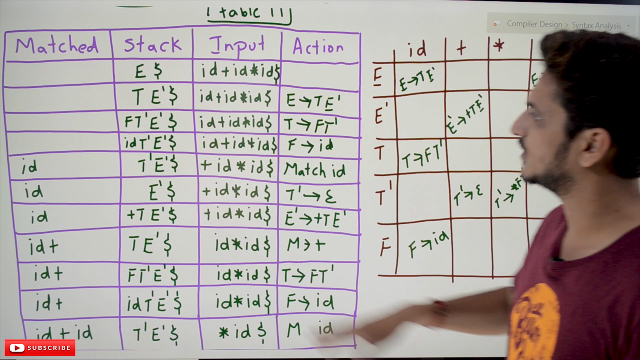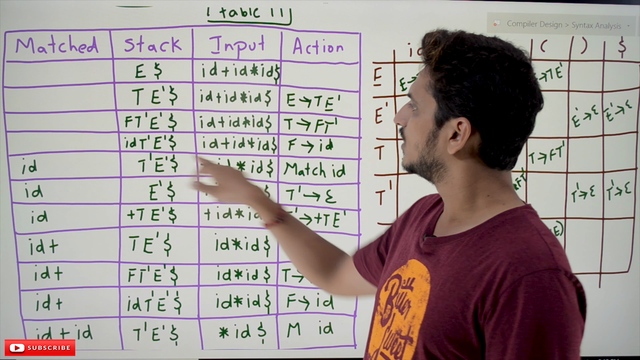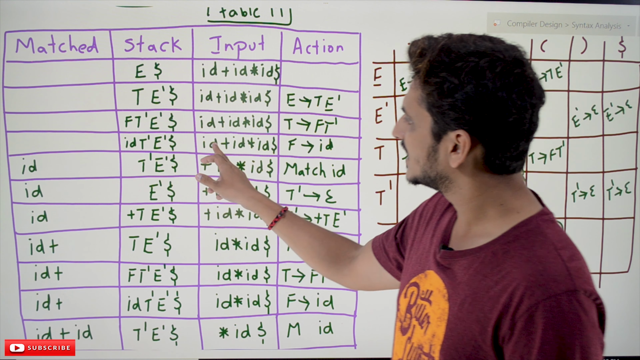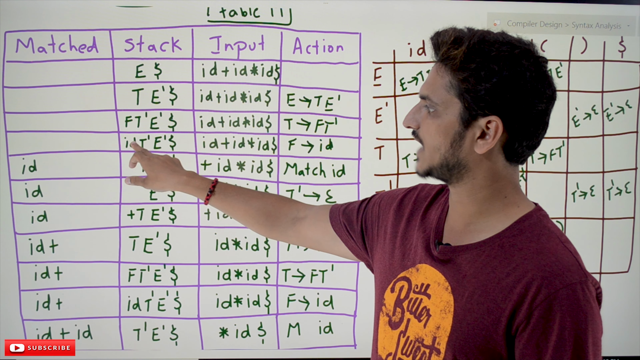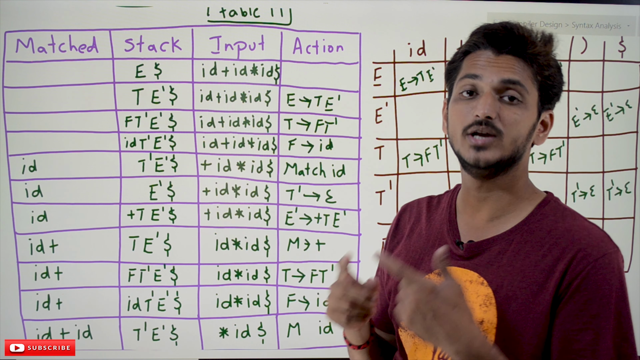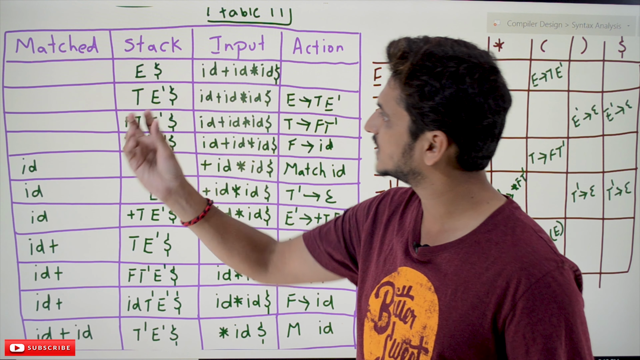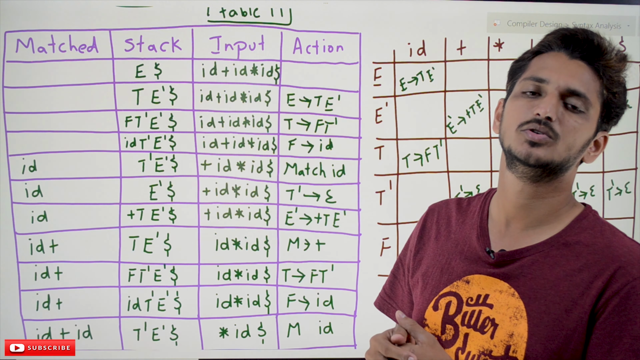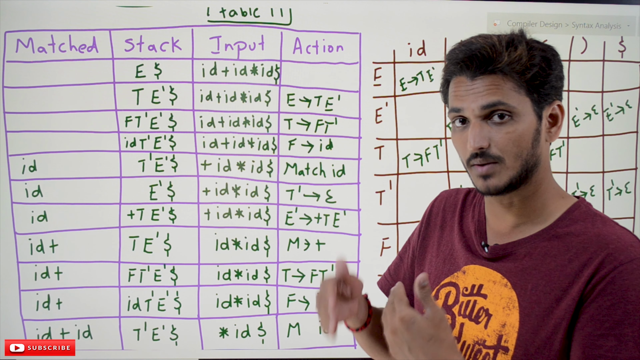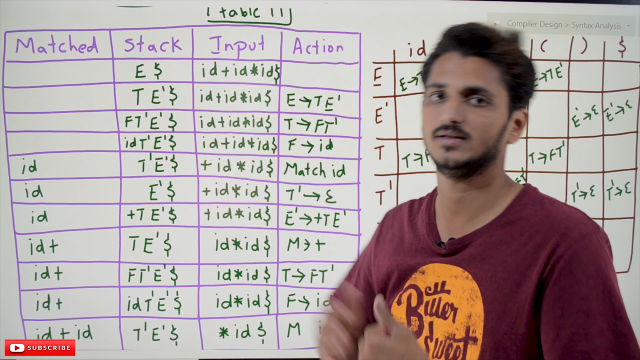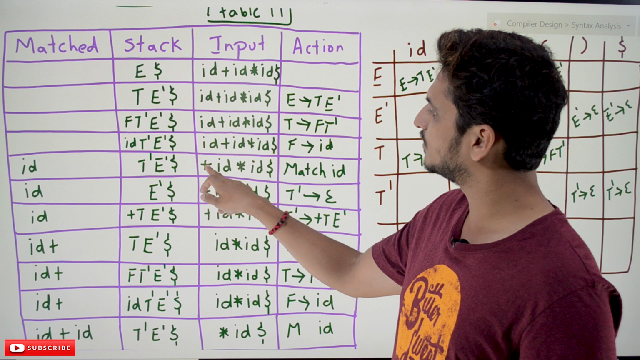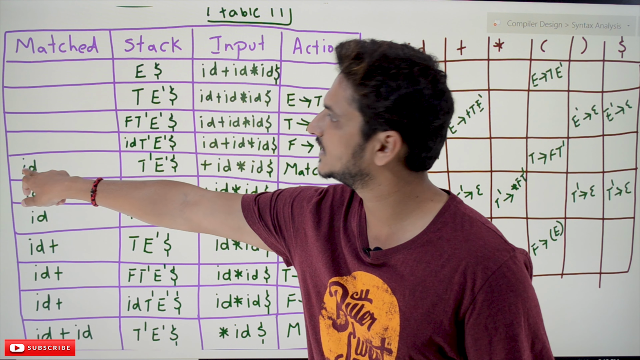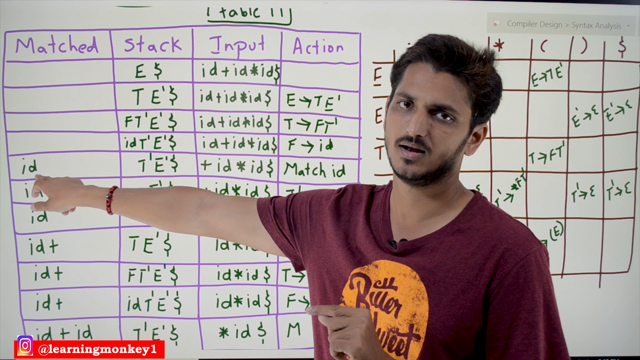How it will do, let's try to understand. We are up to here. Now ID, okay, means there is a match. Stack top symbol and input symbol is going to match. So take out the stack top symbol and we are moving one step towards the input symbol. On the input memory we are moving one step right. So that's why we are removing this and plus ID star ID dollar. We are taking out ID and placing it here. This is the matched symbol.